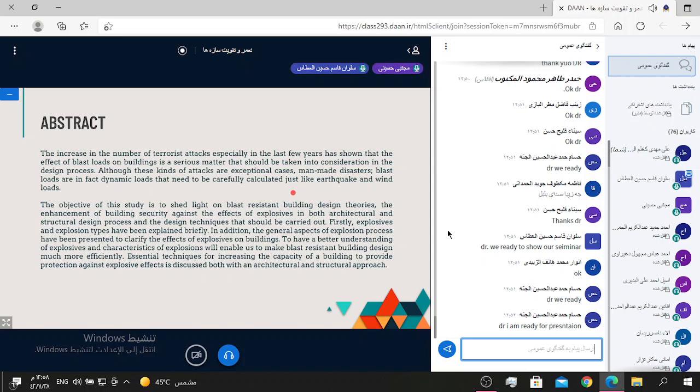A better understanding of explosives and the characteristics of explosion will enable us to make blast resistance building design much more efficient. Essential techniques for increasing the capacity of a building to provide protection against explosive effects are discussed with both an architectural and structural approach.